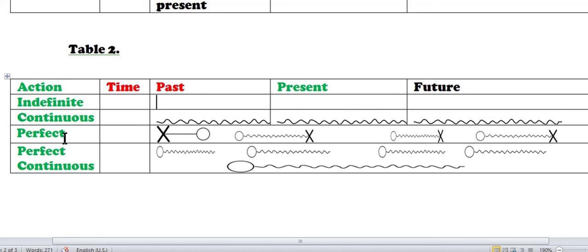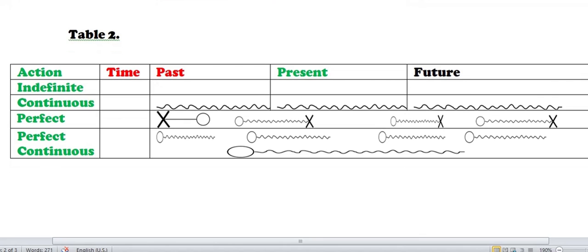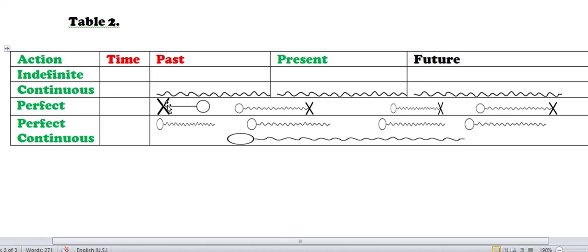Next we have perfect tense. First of all we have past perfect here. So this cross means ending of some action and this is starting. So past perfect means an action is completed before another action started. Both actions are in the past, but we can say it's a double past. As this action finished here and another action started, this one is the past perfect. It's just completed in the past before another action.